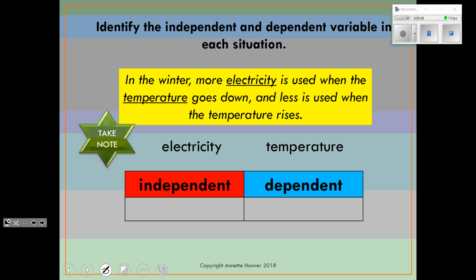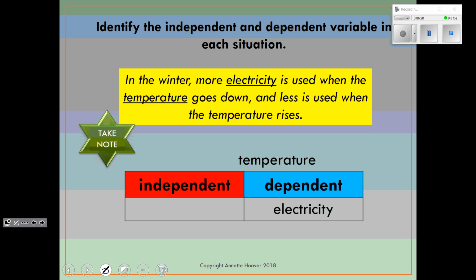Here is a real-life situation. In the winter, more electricity is used when the temperature goes down, and less is used when the temperature rises. There are two variables in this, the amount of electricity and the temperature. One of those is dependent on the other. Either the amount of electricity is dependent on the temperature outside, or the temperature outside is dependent on the electricity. Well, in this scenario, the amount of electricity used is dependent on the temperature.